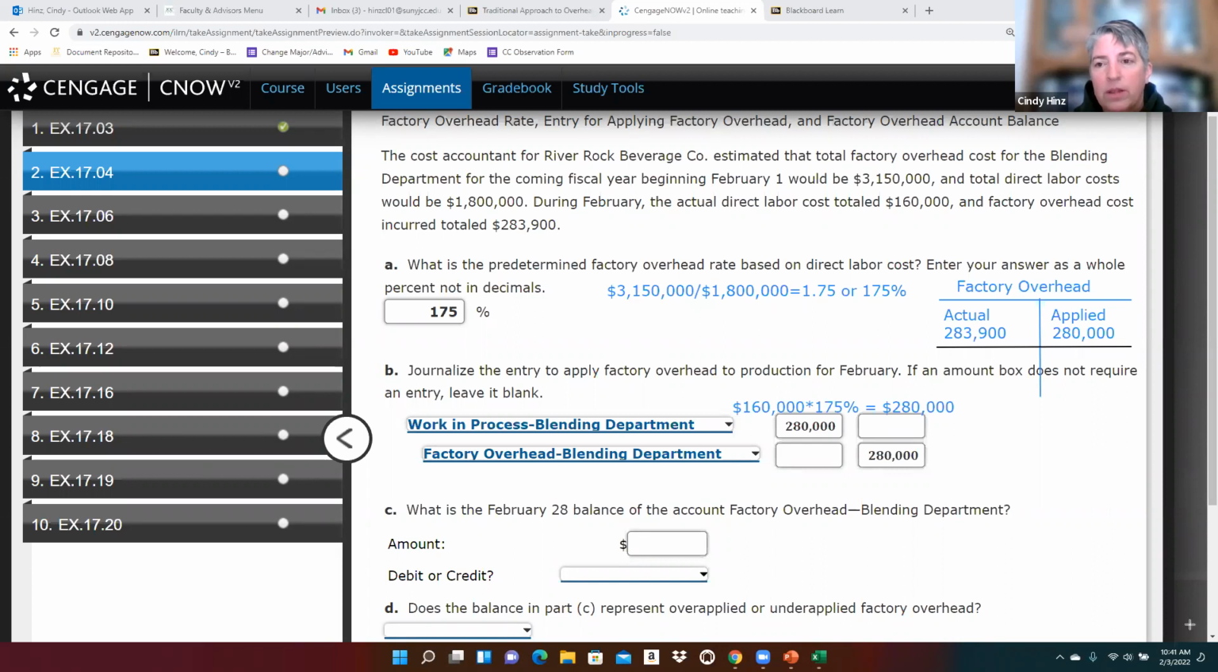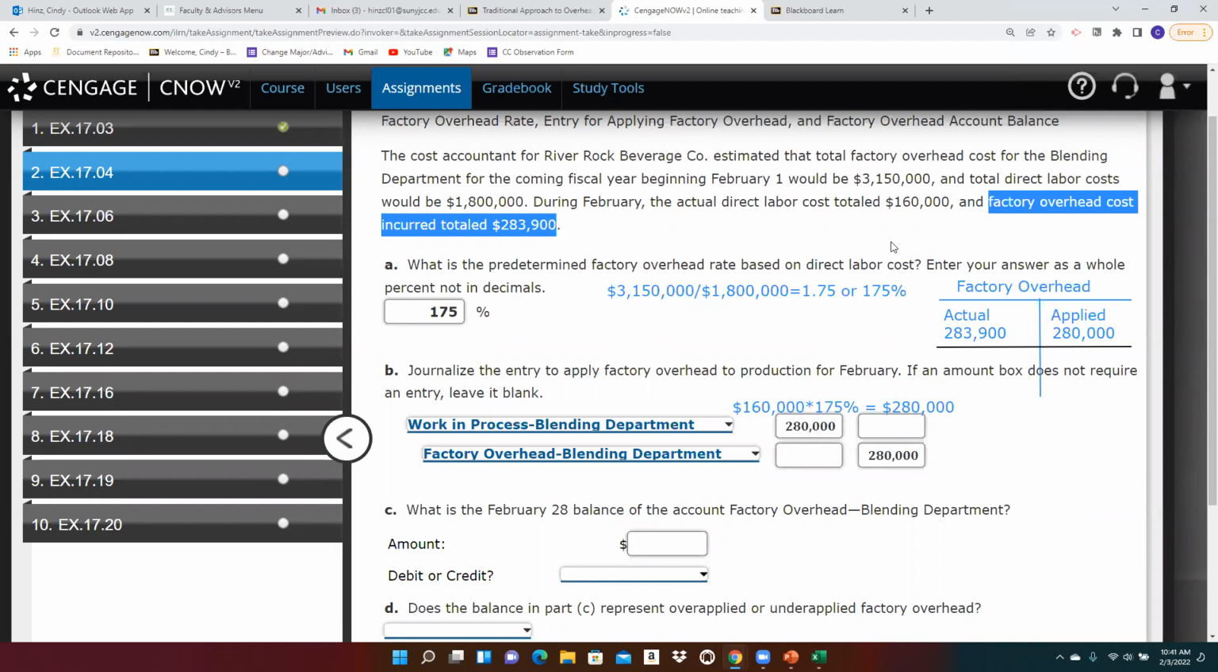This overhead, so the overhead we incurred, let me highlight here, where it tells us that the factory overhead incurred was $283,900. So those are the actual costs. Those costs would include things like supervision, which would be indirect labor, supplies, maybe depreciation on the machinery and the building, insurance costs, property taxes, those things that are part of the cost of the product.